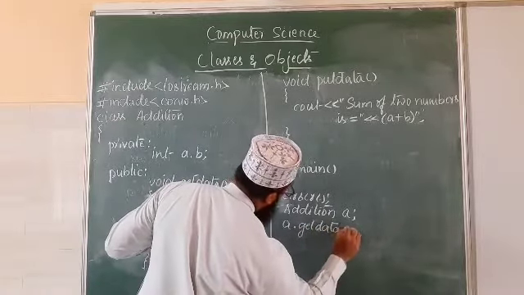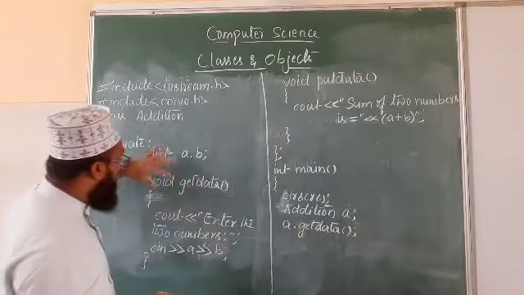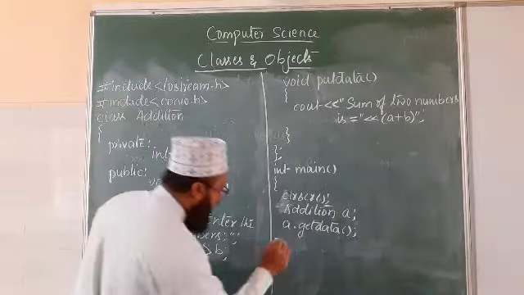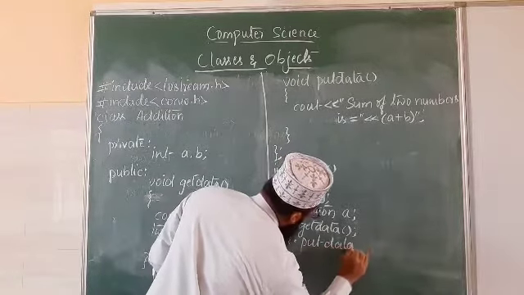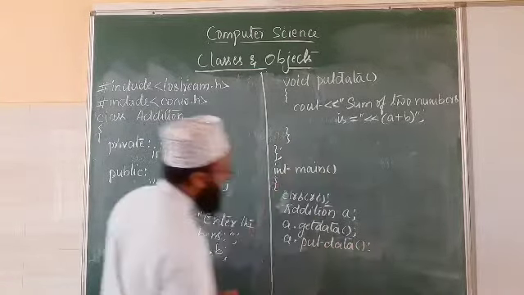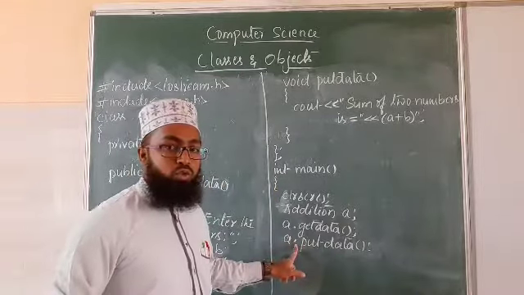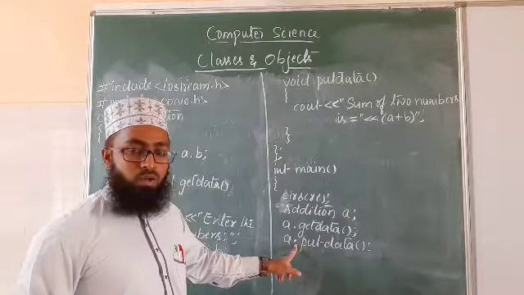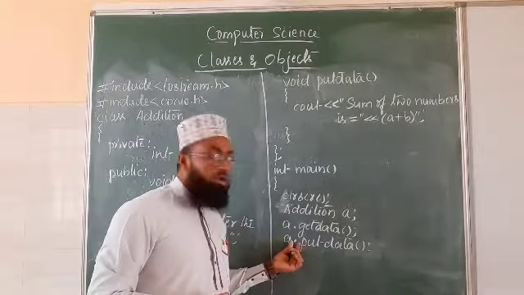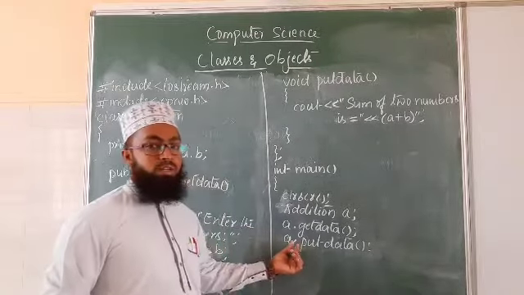a dot getdata, then put a semicolon, no need to write void here. Then a dot putdata and a semicolon. The dot operator is used to access the members of a class or the member functions of a class. You may get a one-mark question like this: which operator is used to access the members of a class? Then you have to write that the dot operator is used to access the members of a class.